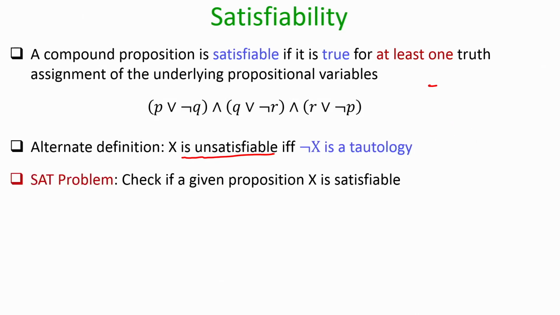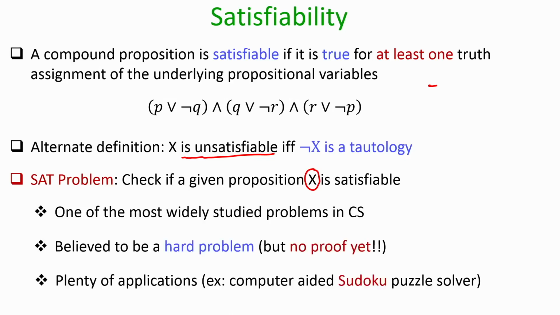Now, the SAT problem is the following. You will be given a compound proposition x, and you have to verify whether the proposition x is satisfiable or not. That means you have to give a yes or no answer. Yes means there exists a truth assignment for which the proposition x is true. No means there is no truth assignment for which x is true. This is one of the widely studied problems in computer science. There are plenty of applications of this SAT problem. We will see one such application in this lecture, and it is believed to be a hard problem.